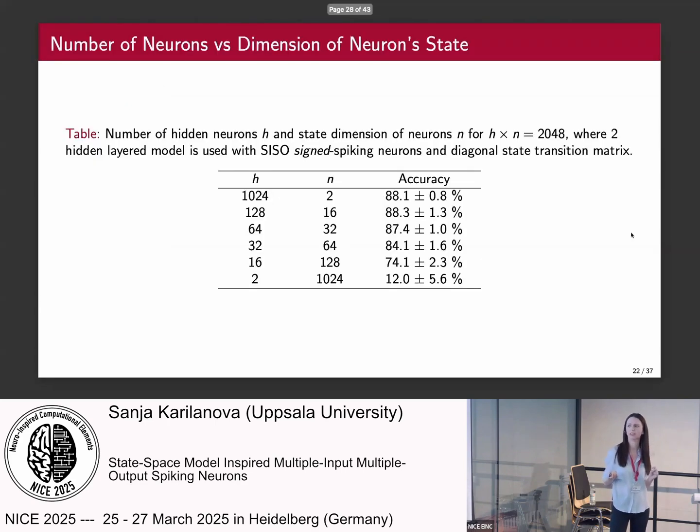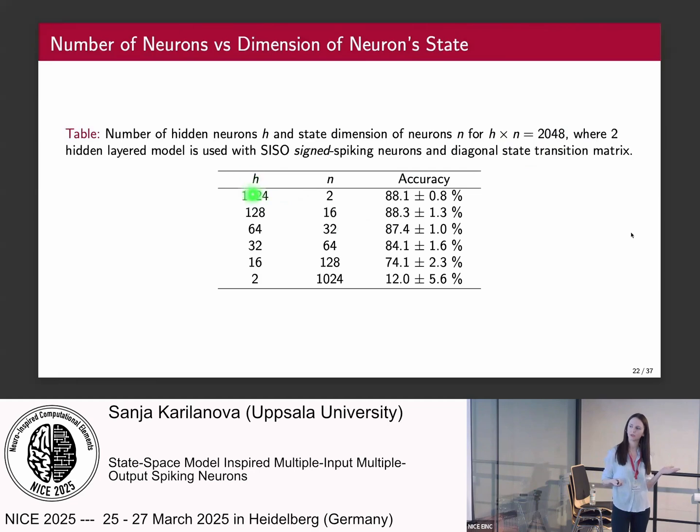So the first result that I'm going to show explores the trade-off between how many neurons we use and the state dimension of them. So here, H is the number of neurons in the hidden layers, while N is the state dimension of them. And specifically, we keep H times N constant. So H times N is 2048.